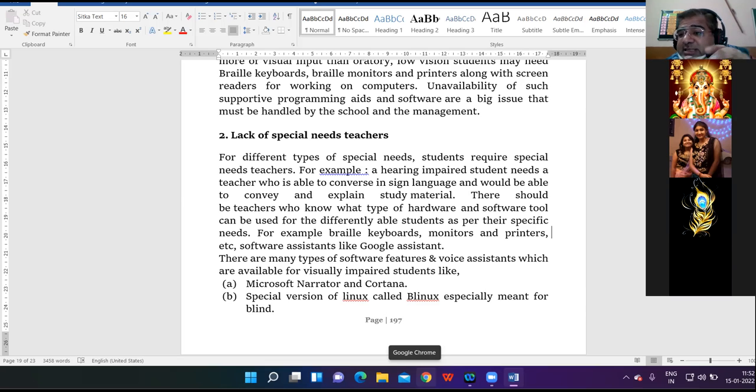Such methodologies, such tools, such software, teachers should check out, teachers should see that can help this child in uplifting his or her programming skills. Okay, got it?